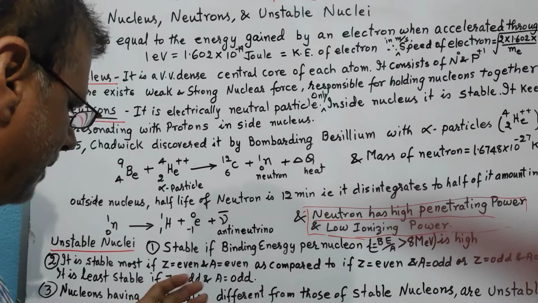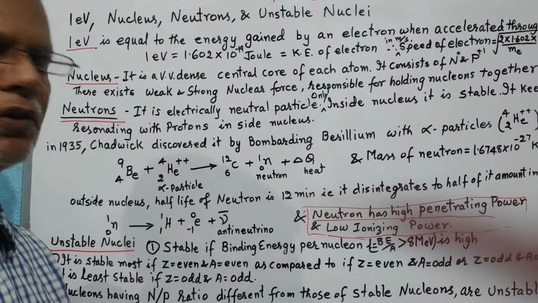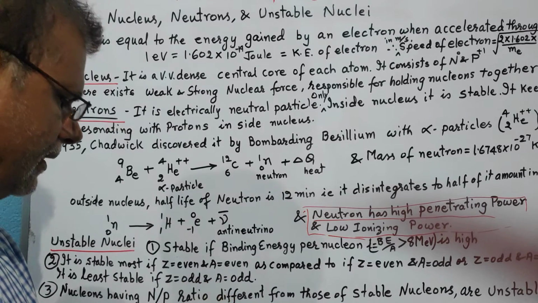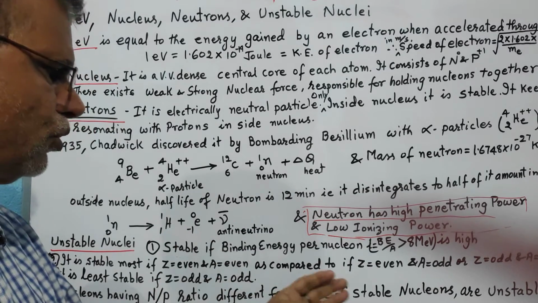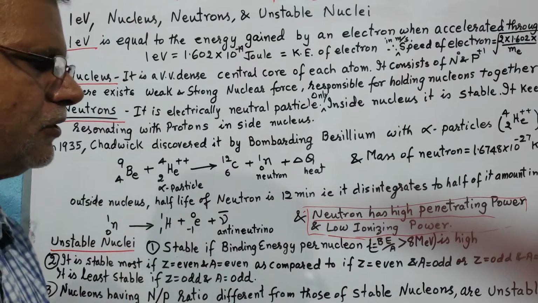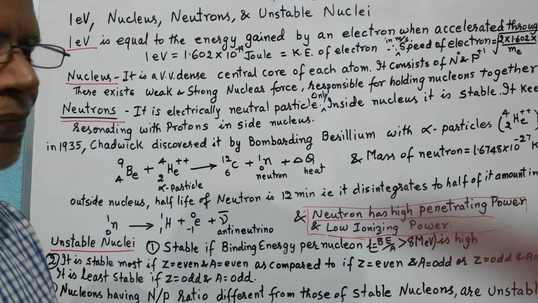Nucleons having N by P ratio, meaning the ratio of neutrons to protons present inside the nucleus, if it is different from that of the stable nucleons, then such nucleons are also stable. So that's all for today.